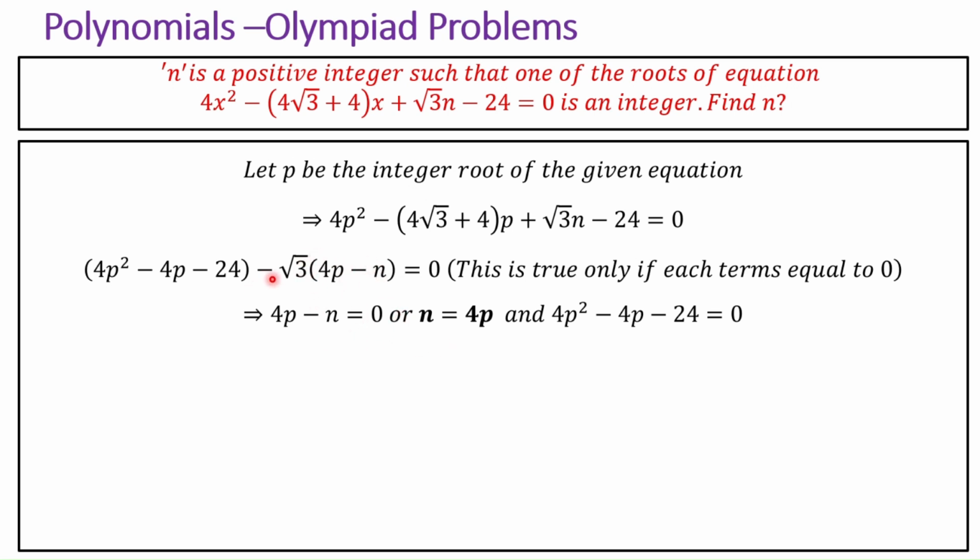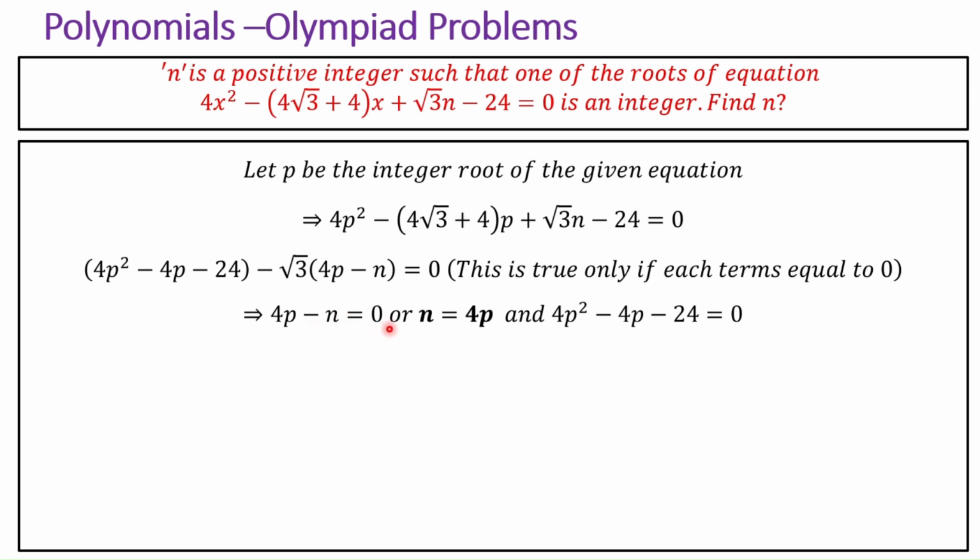Okay, both have to be zeros, because this is an integer. You cannot get a square root of 3 term here, correct? Do you get a square root of 3 term here, with 4p square minus 4p minus 24 and p being the integer value? You will never get a square root of 3 here, right? So 4p minus n has to be 0, and to satisfy this equation, this part is 0, so this also has to be 0.